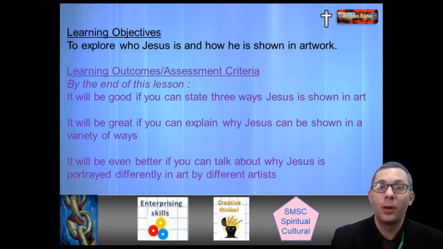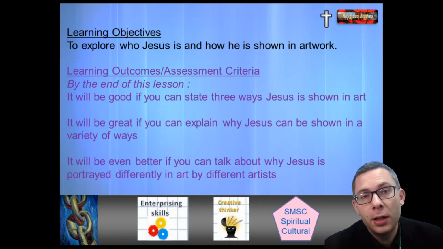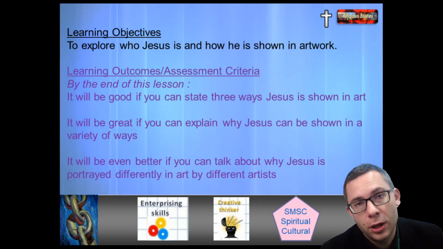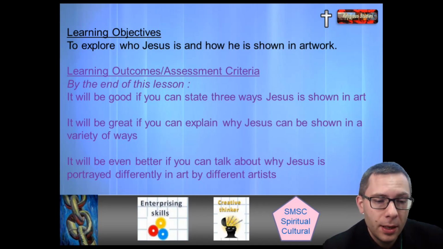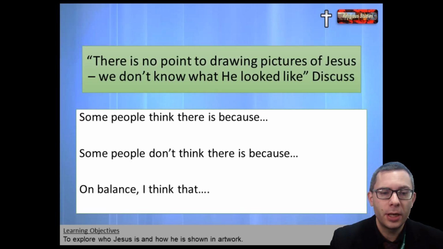Okay, so we're coming into finish now, you'll be pleased to know, but I still have one large task for you to work on till the end of your lesson. We said it'd be good if you could state 3 ways that Jesus is shown in art. You've covered that very well with your Venn diagram. Great if you could say why Jesus can be shown in a variety of ways, and even better if you can talk about why Jesus is portrayed differently by different artists. So this is our last question for you.